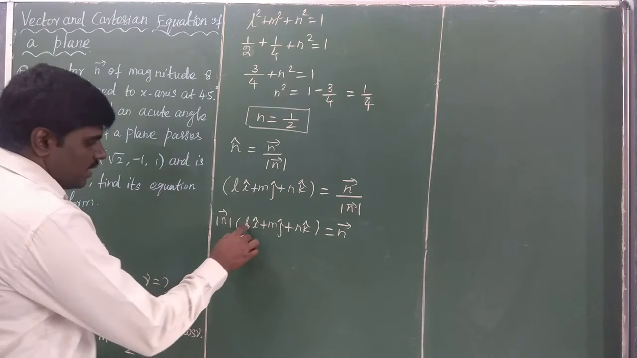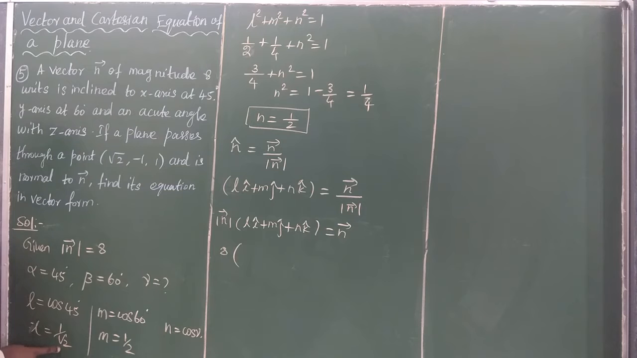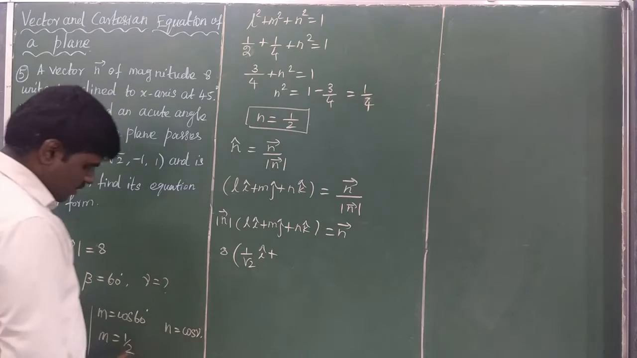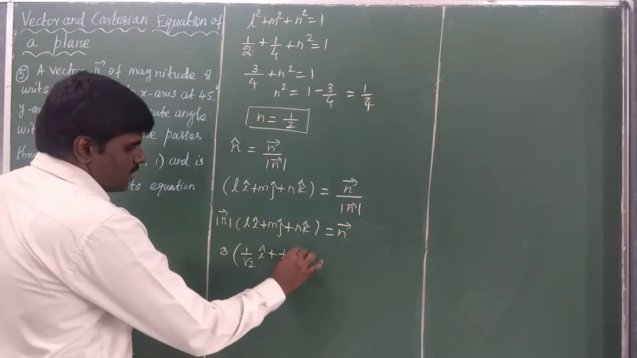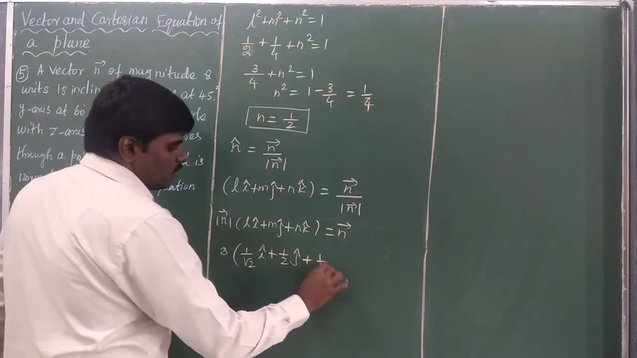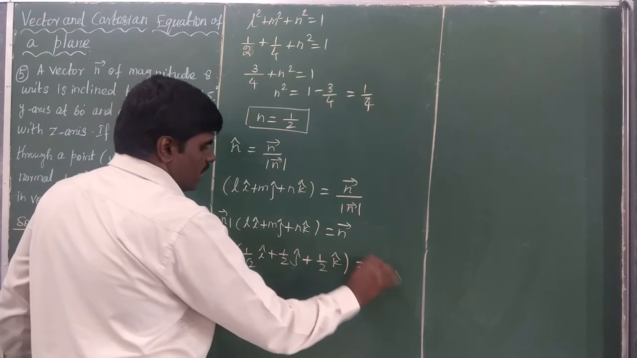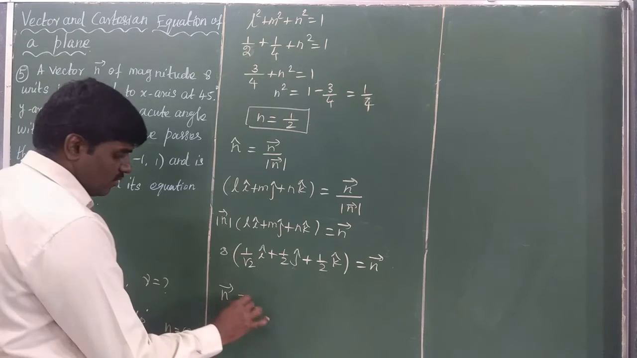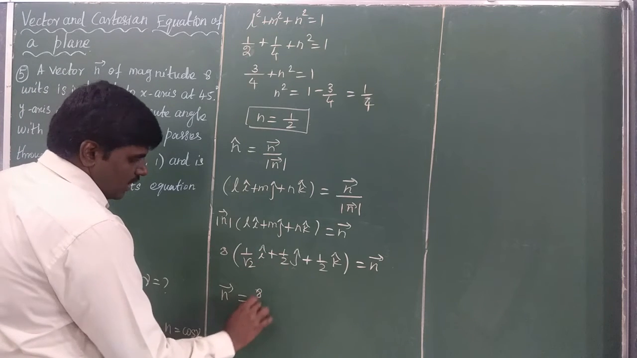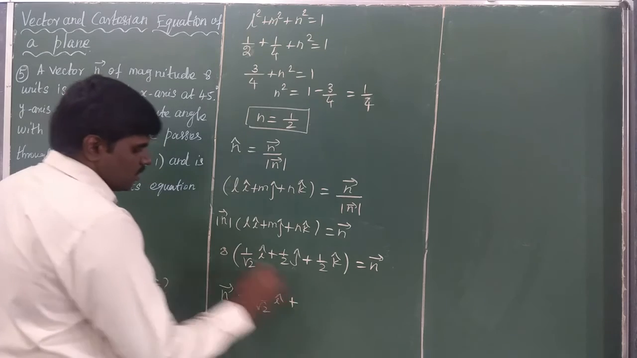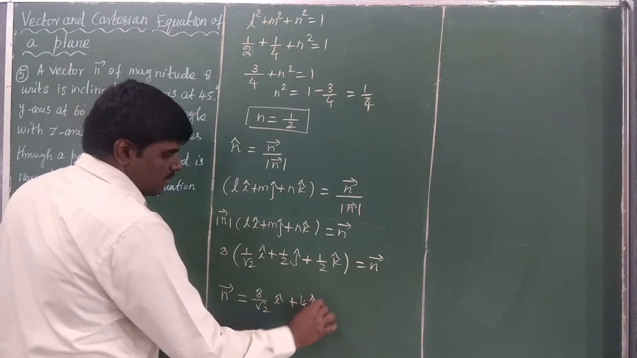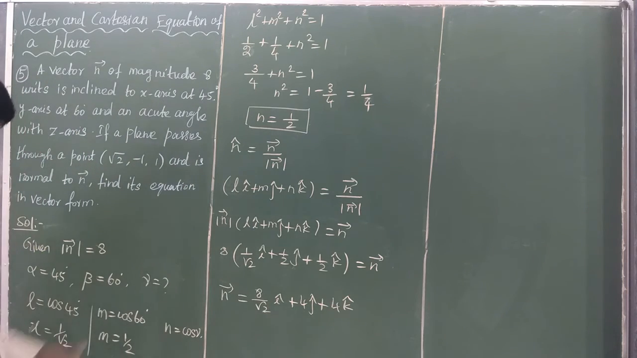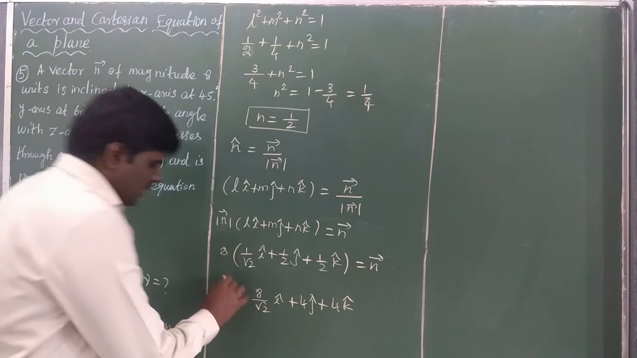Here 8, and what's the value of n? n is equal to 1 by root 2. So 1 by root 2 i cap, plus the n value is equal to 1 by 2 j cap, plus the n value is equal to 1 by 2 k cap, that is equal to n vector. What is the conclusion? Over here the normal vector n vector is equal to, just multiplying by 8, 8 by root 2 i cap, again multiplying, that is 4 j cap plus 4 k cap. That's the value of n vector. So we know the normal vector n vector.